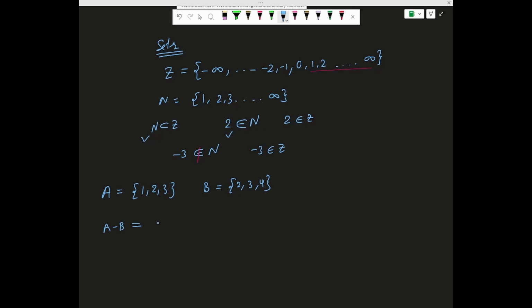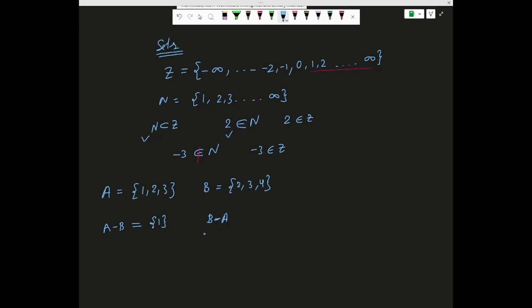In this particular case, what we do is kick off those elements from A which are common in A and B. So here 2 and 3 are common. So it remains with 1, right? So it is A minus B. Now think of B minus A.